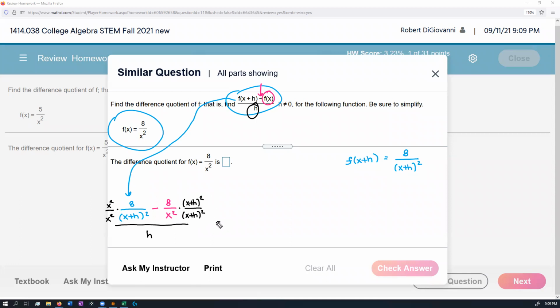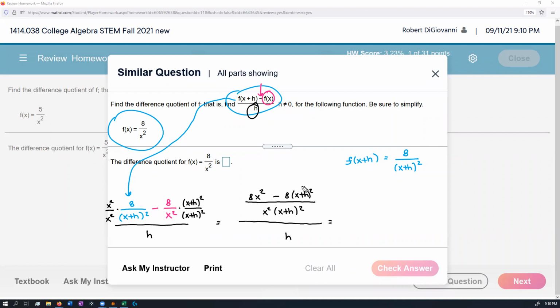Now, when we do that, we should get, okay, so when we multiply 8 times x squared, we get 8x squared. And then we have minus, and then 8 times x plus h squared. So 8 times x plus h squared. Then all of that is on top of their common denominator, which is x squared times x plus h squared.